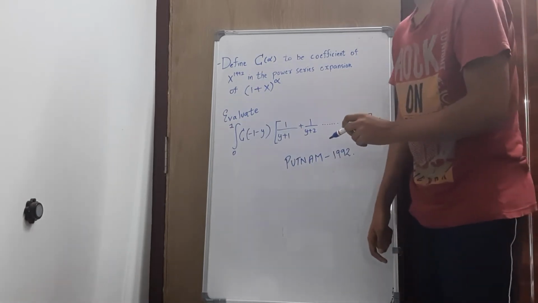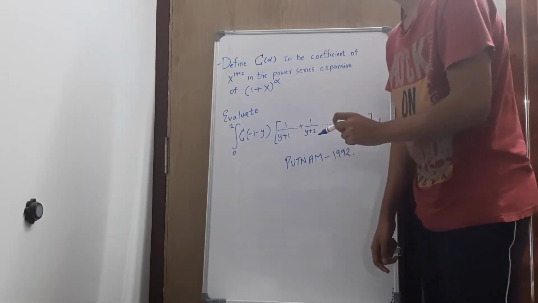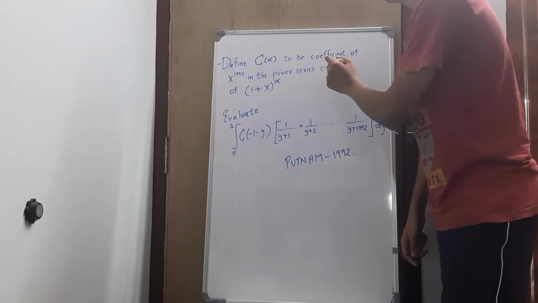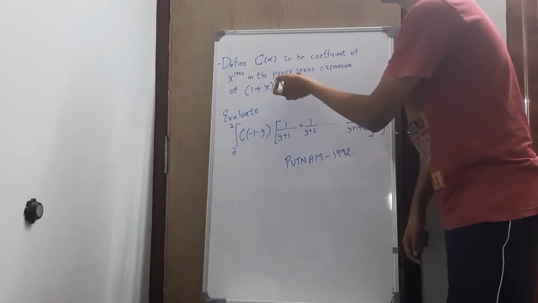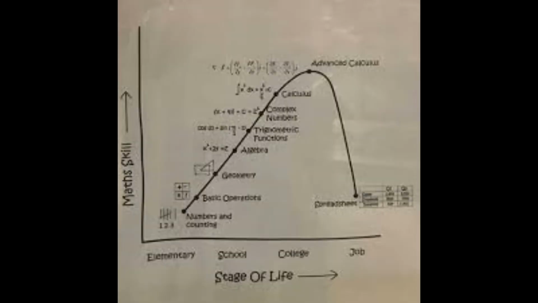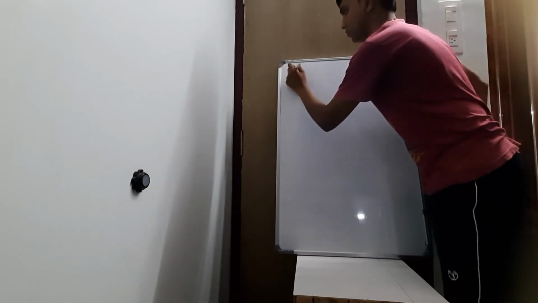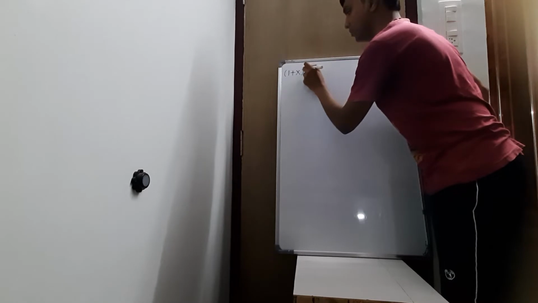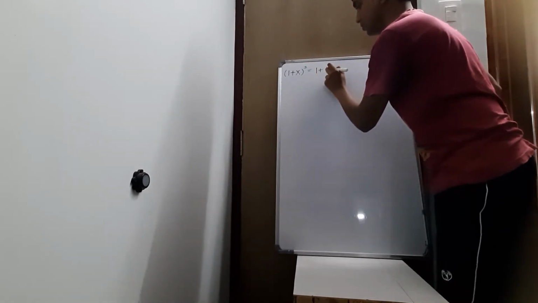Right? We're gonna solve this question and you're gonna know how to find the coefficient of any x to the power r in the power series expansion of (1 plus x) to the power n. Let's start from the basics. What is (1 plus x) to the power 1? It's simply 1 plus x, right?